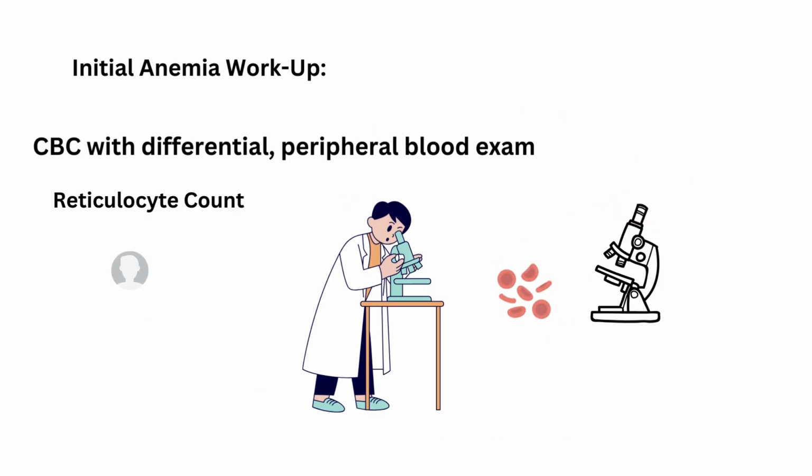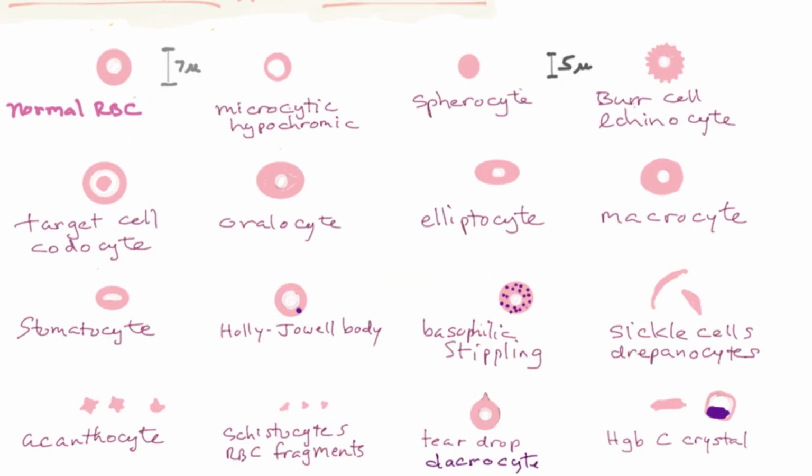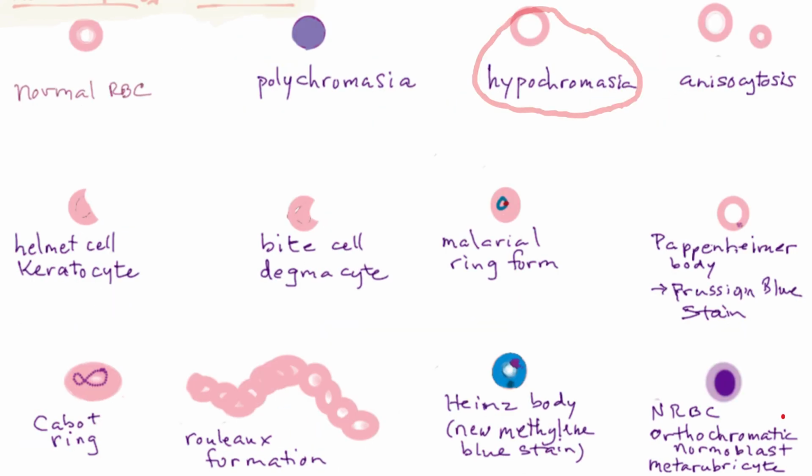The initial anemia workup involves a CBC with differential and retic count. So when we run the CBC, there are flags, and we must do a peripheral blood smear exam. And what do you expect to see? Microcytes and hypochromasia. This is consistent with a microcytic hypochromic anemia.